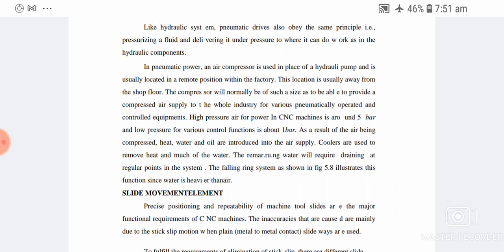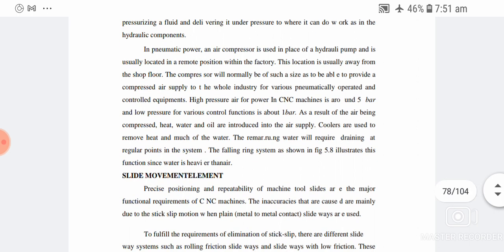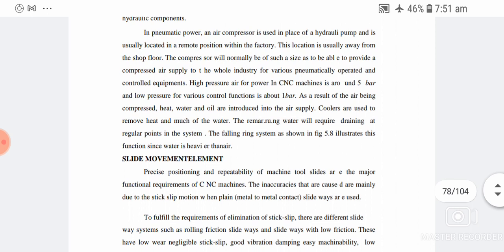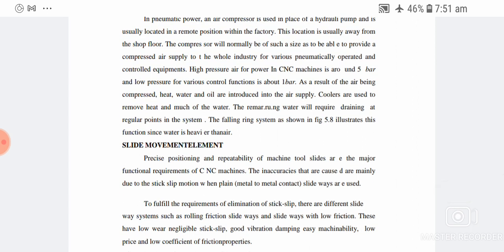Coolers are used to remove heat and much of the water. The remaining water will require draining at regular points in the system. The falling ring system, as illustrated, works because the water droplets are heavier than air.